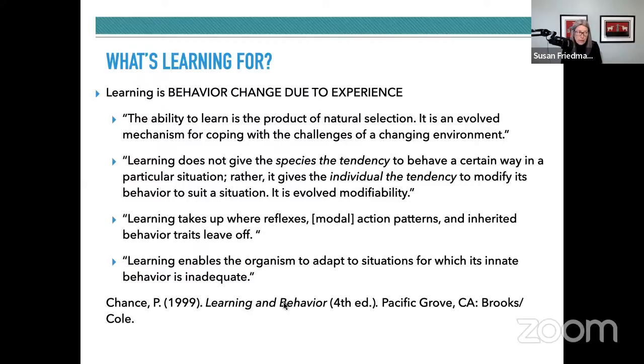So learning from behavior and learning science, called behavior analysis, is defined as behavior change due to experience. And I think that this is a most elegant, simple definition. Learning is when you behave and the outcomes of your behavior, that experience contacting the environment, allows you to repeat what you did or change what you did to be more effective.